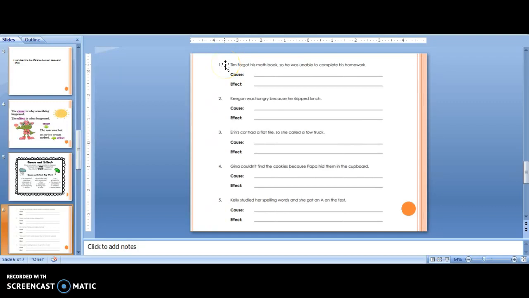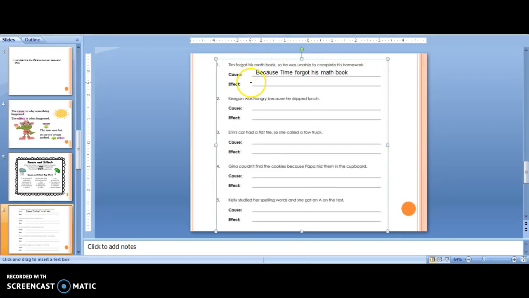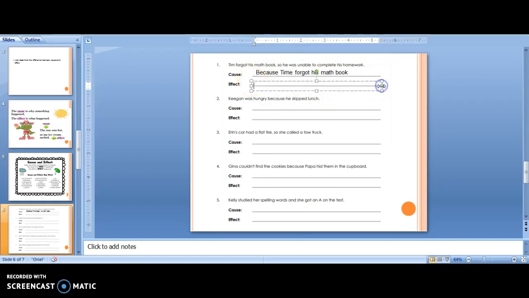Our next slide, we have some examples. Our first sentence says, Tim forgot his math book, so he was unable to complete his homework. So we want to think of the cause first. So because Tim forgot his math book, he was unable to complete his homework. So we said because Tim forgot his math book, the effect is he was unable to complete his homework.